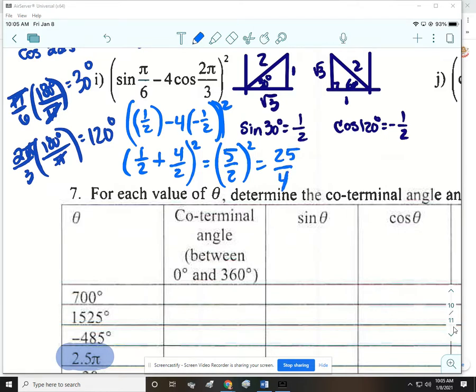All right, so we could have multiplied -4 times -1/2 and just got 2, but then we would have to find a common denominator. So I just kind of thought ahead a little bit. And don't forget, when you square a fraction, you square the numerator and the denominator.